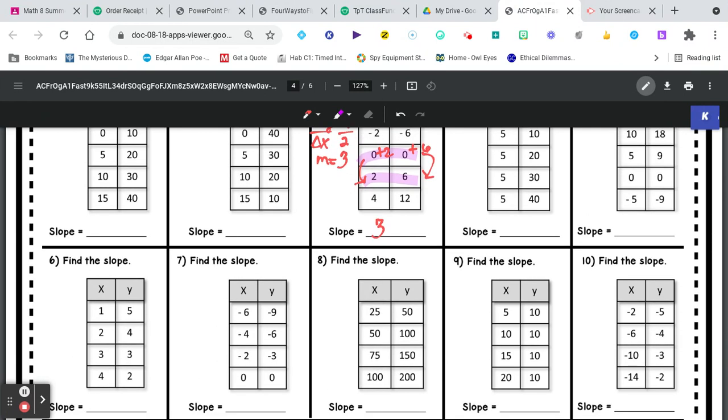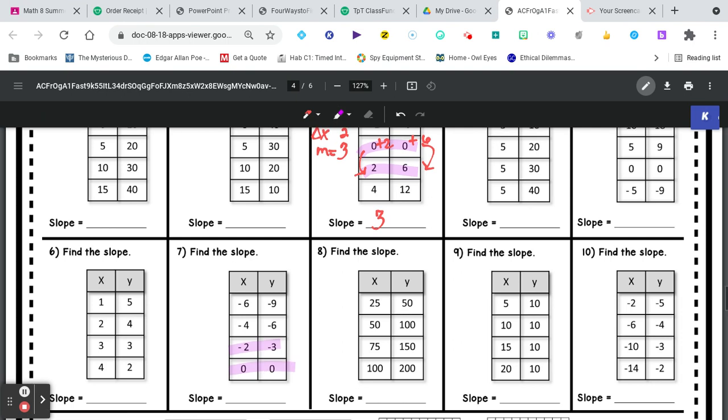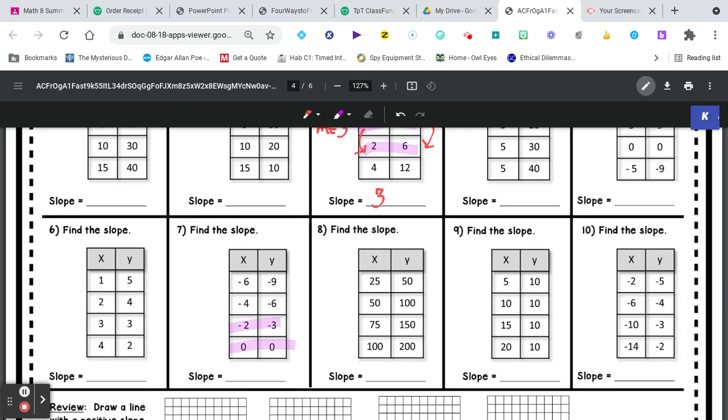All right, number 7, let's pick 2 points. These look easy. It's got 0, 0 in it. Okay. All right, let me not use this one. I want to use 0, 0. Let's use these 2. Y'all need to get used to working with negatives. So now we're going to find the change of y over the change of x.